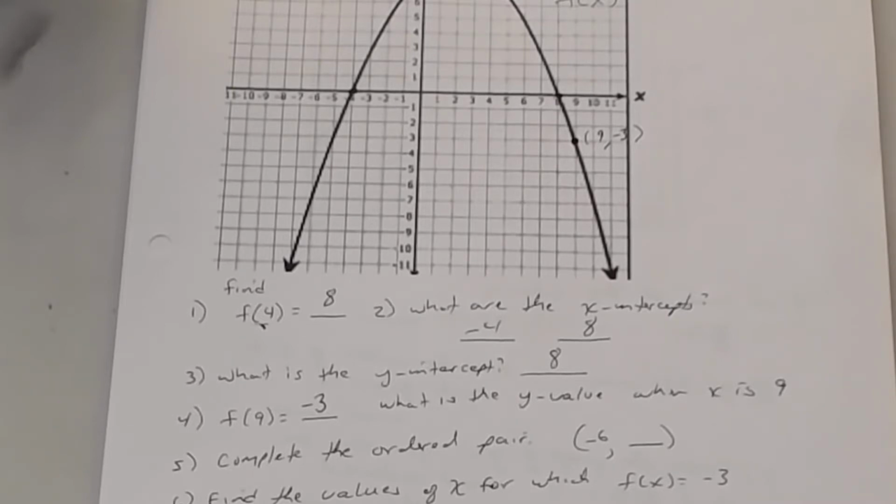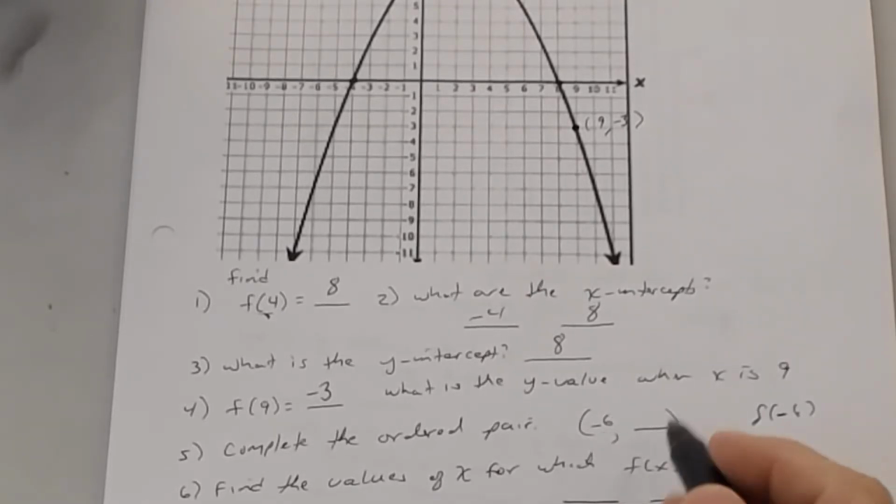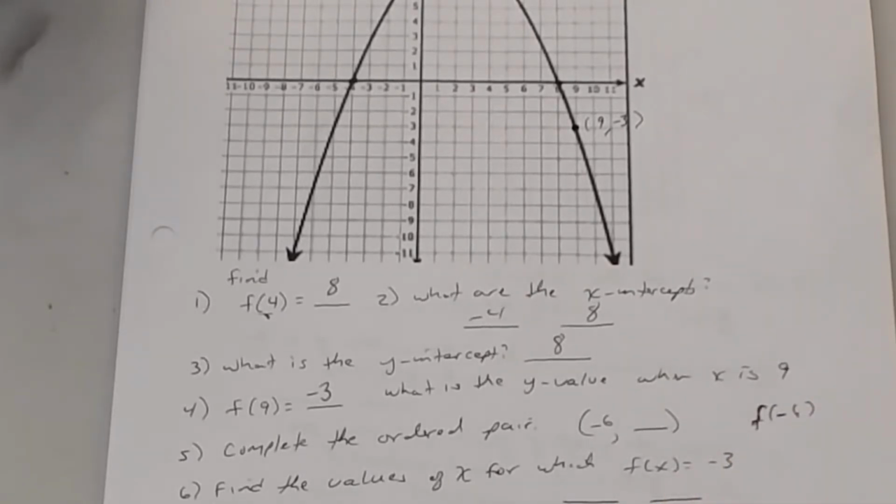All right. Number 5 says complete the ordered pair. Well, it's kind of like a different way of writing 1 and 4, isn't it? So in number 5, I'm really asking, what is f of what? -6. That's the same thing. So I just want to know what the ordered pair is. So just make sure you know the relationships between the way things are written. So -6 blank means the same thing as find f of -6.